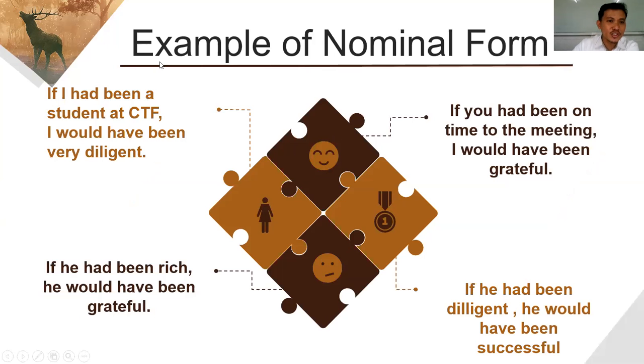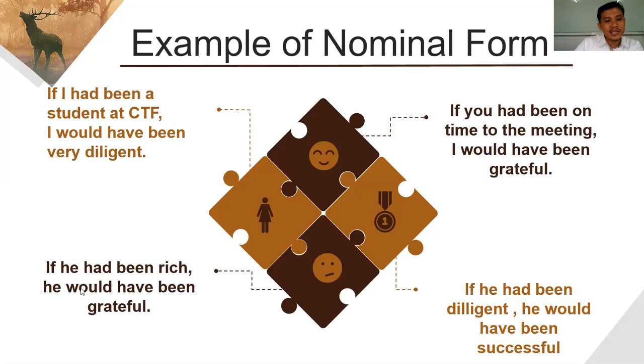If I had been a student at CTF, I would have been very diligent. If I had been a student at City Foundation School, I would have been very diligent. Long time ago, in the past. So what is the fact here? The fact is I was not a student at City Foundation School, and maybe because of that, I was not diligent. Maybe the rule or the program or the system in my school is not like City Foundation. That's only an example.